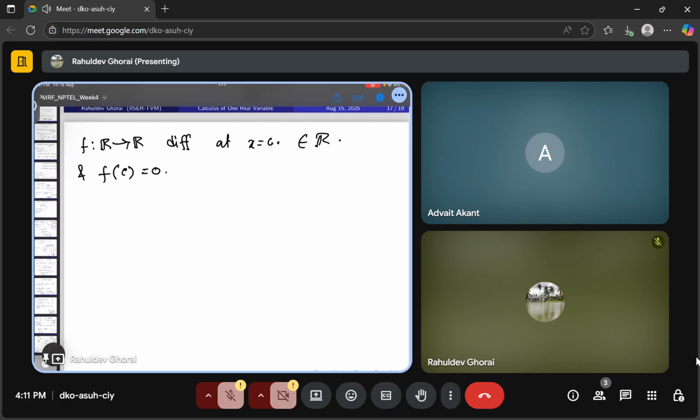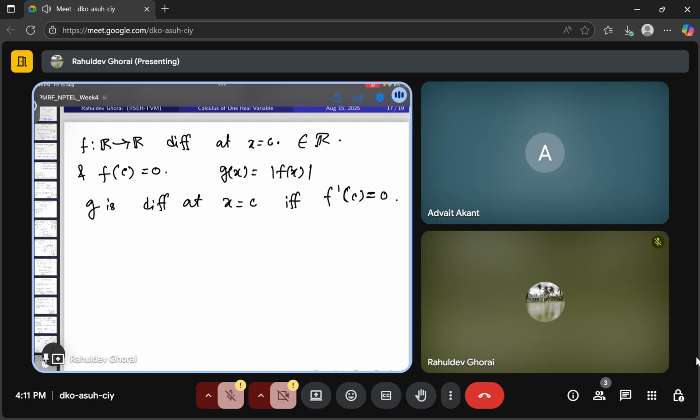Okay, and we define g of x is equal to mod of f of x, I mean the modulus function. Then g is differentiable at x is equal to c if and only if f prime c is 0. Something very strong result you can see. Maybe your proof will be easy, but the statement is good, right?